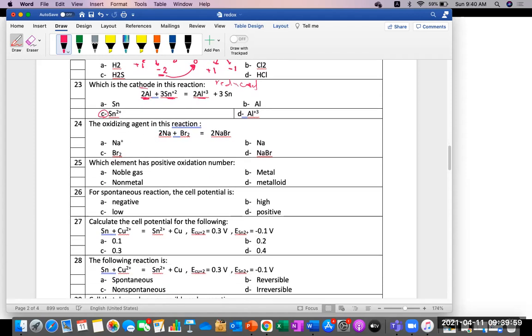The oxidizing agent means the substance that will be reduced, so the substance will gain electrons. It means the oxidation number will decrease. Na is 0 because it's an element, and Br2 is 0. Na becomes +1 and Br becomes -1. So if we check, we will see that Br is reduced because the oxidation number is decreased. So this one will be the oxidizing agent, which is Br2.